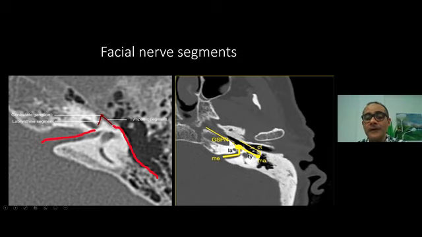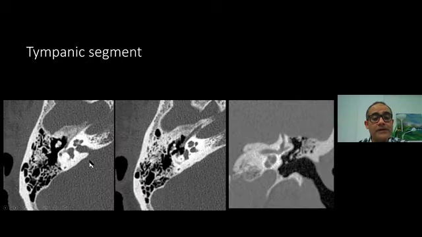And remember that the greater superficial petrosal nerve arises at the genicular ganglion, and the chorda tympani nerve arises from the mastoid segment. So you can trace the facial nerve based on this information here in the middle ear axial view. Once you see the ice cream cone appearance of the incudomalleal joint, you can start seeing the facial nerve at the level of the lateral semicircular canal.